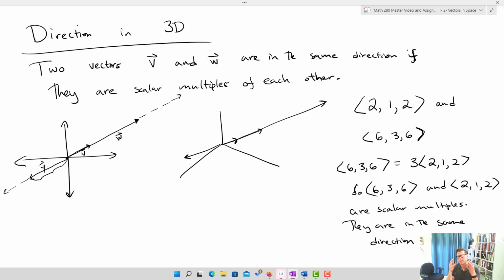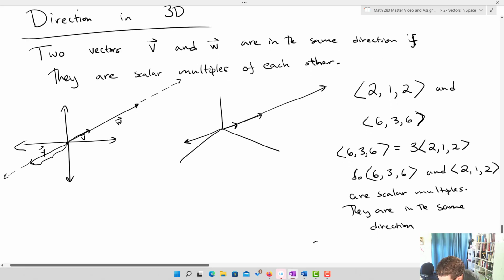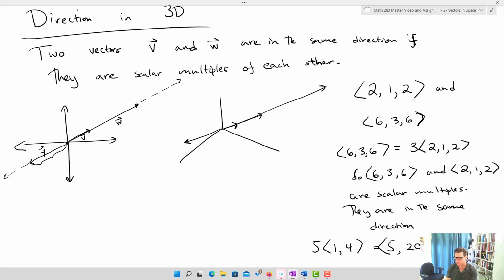So this is when we talk about directions in 3D and directions even in 2D, because we have the same definition. Say, for example, I've got 5 times 1, 4. That equals 5, 20. That means that 1, 4 and 5, 20 are scalar multiples, and that also means they are in the same direction. So we can do that with 3D, and we can do that with 2D too. That's another way of thinking about direction for us, and it's going to go along with the work that we do with magnitude.